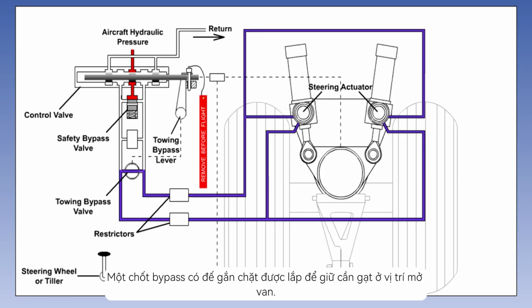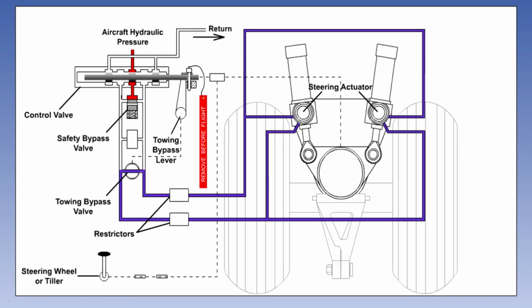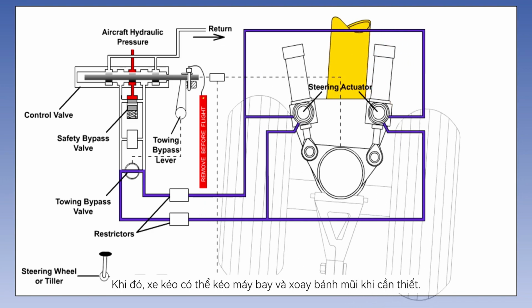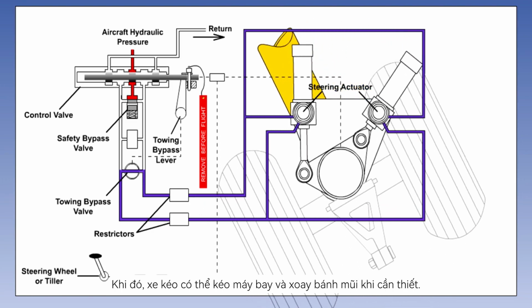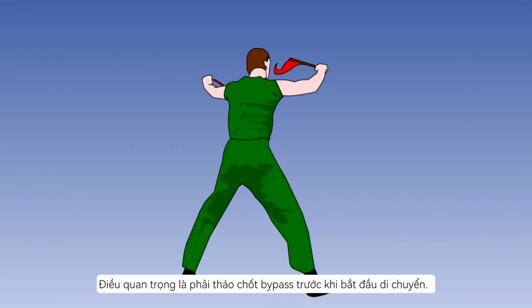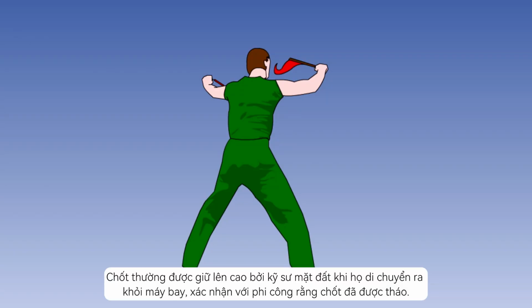A bypass pin with a flag attached is fitted to hold the lever in the valve open position. The tractor can now tow the aircraft and turn the nose wheel as necessary. It is important that the bypass pin is removed before you commence taxiing. It is normally held aloft by the dispatching ground engineer as he moves clear of the aircraft, confirming to the pilot that it has been removed.